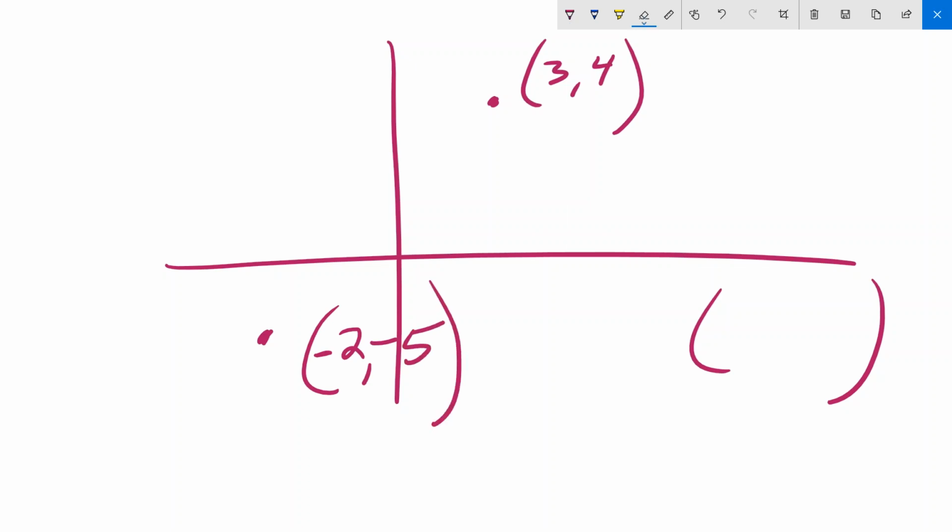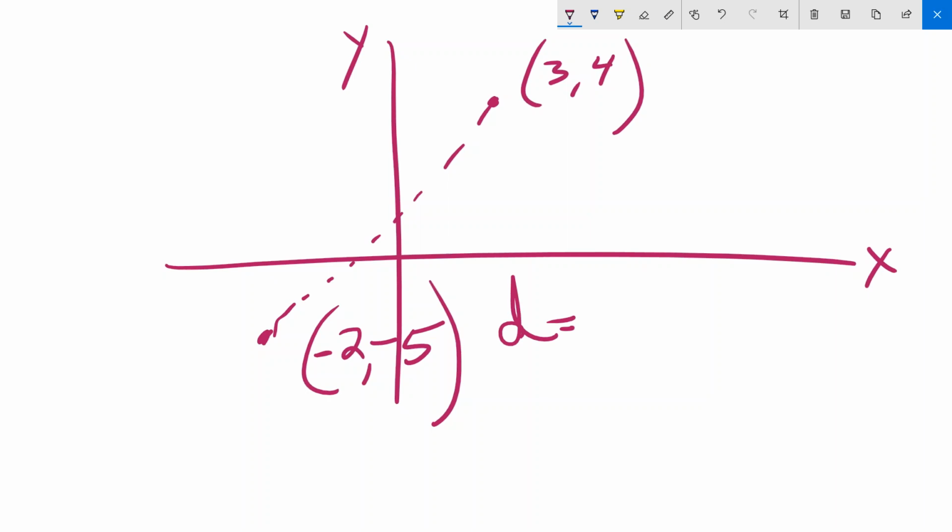Here are your 2 points. You want to find the distance between them. Is that a vertical or horizontal line? It's neither. Vertical lines are parallel to the y-axis. Horizontal lines are parallel to the x-axis. So the distance is what? It would be the square root of 25 plus 81. Very good.